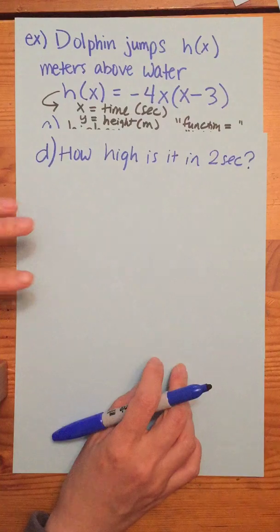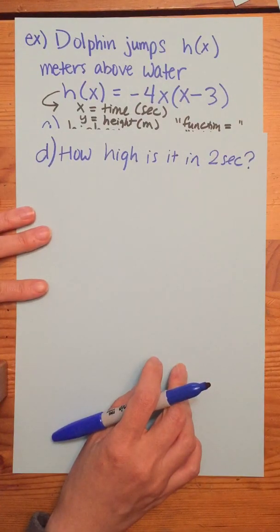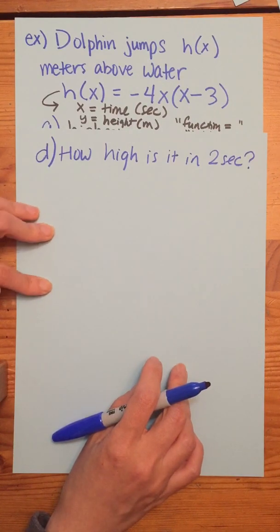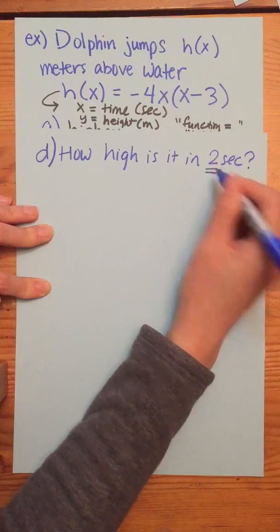This is not a vertex question because they're not asking for the highest the dolphin goes, or the maximum height that it goes, or the minimum. So that's not a vertex question. But they did give you a number, because remember, if they don't give you a vertex, they have to give you a number. It's just that the number's not 0. That's the big difference. The number's not 0, it's 2.